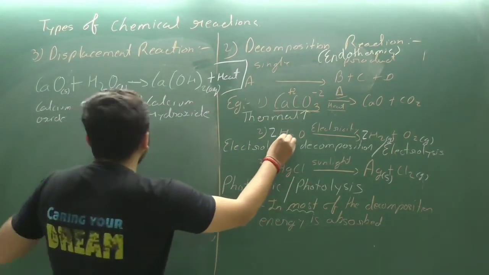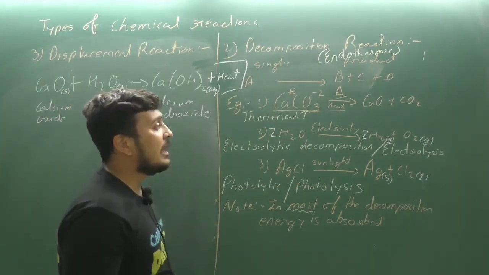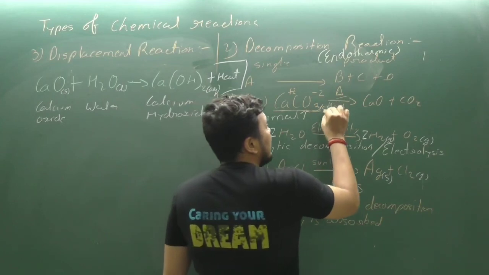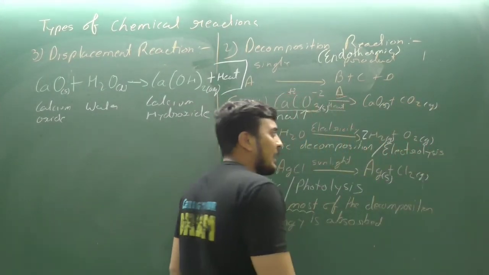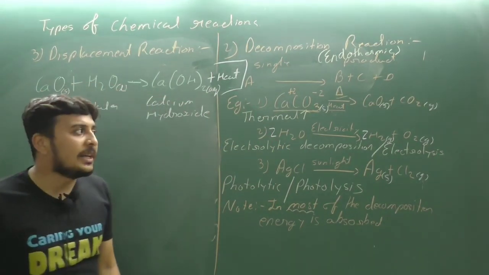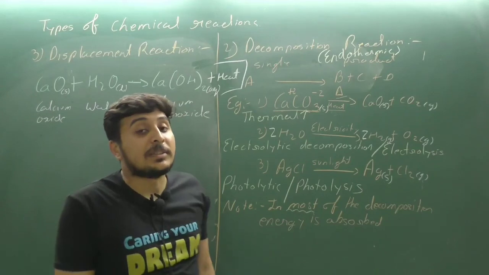You have to write the name of each and every compound below it. You have to mention the state, solid, liquid, gas. So if it is solid, then you have to write s in brackets. If it is a gas, then you have to write g in brackets. So s for solid, l for liquid, and aqueous where it is necessary, then aq.